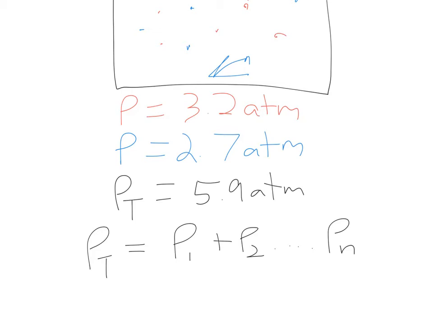And so in this case, what we will call P1 and P2 and all of those pressures from each individual gas, those will be called a partial pressure. It's a piece of the total pressure. So the partial pressure of the blue in this case was 2.7 atmospheres, and the partial pressure of the red was 3.2 atmospheres. And they sum up. It's a very simple concept, really, compared to some of the other things we've learned in chemistry.